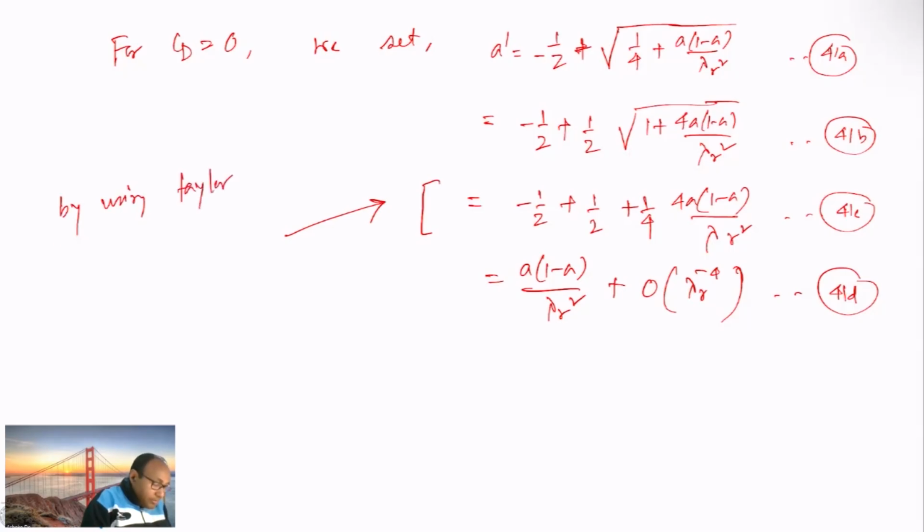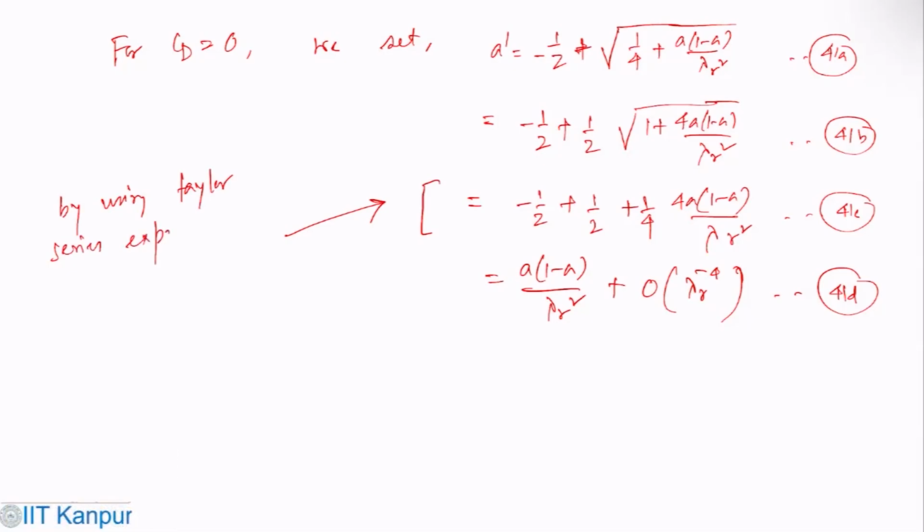This line that we are writing by using Taylor series expansion: root over 1 plus x is 1 plus x by 2 plus order of x square and so on. So this is the higher order term that we have left out. So this is what you get.